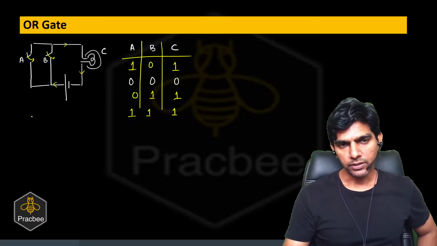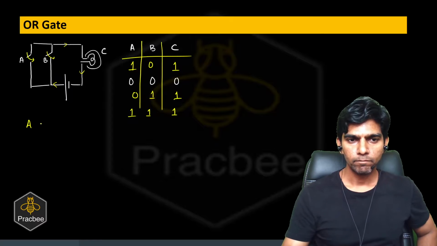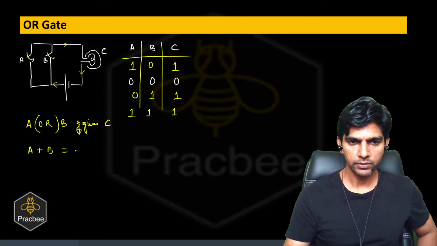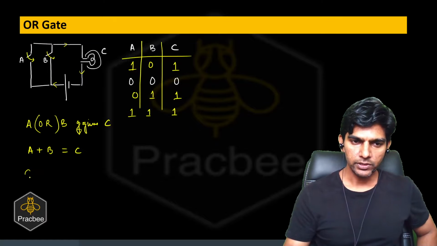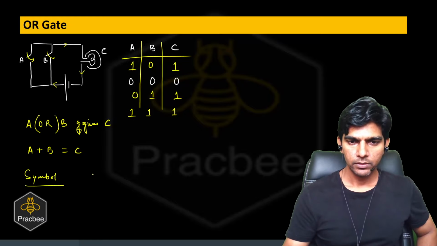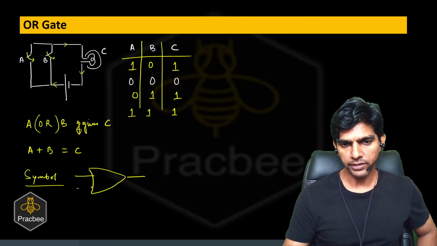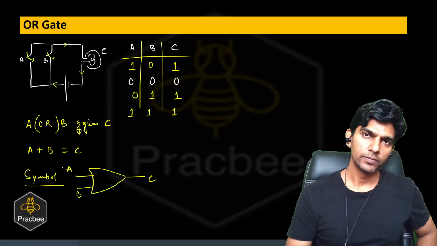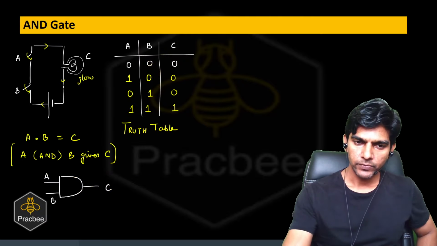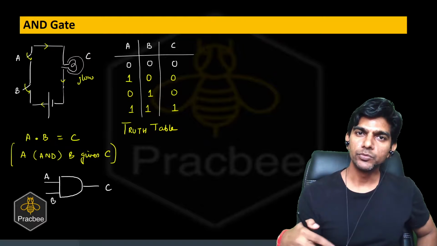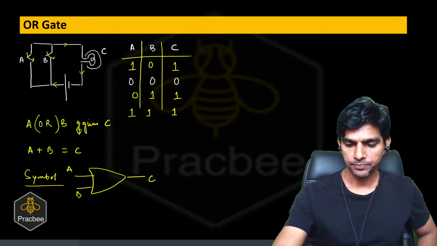In Boolean algebra, we can show it as A OR B gives C, and we can write this as A plus B is equal to C. And the symbol that we use is like this. That is the symbol which is used for the OR gate. So we have A, B, and C. And do remember one more thing. It is not necessary to have only two inputs. There can be more than two inputs in AND and OR gates.